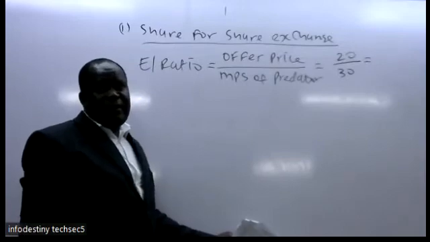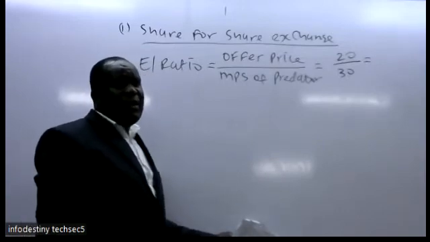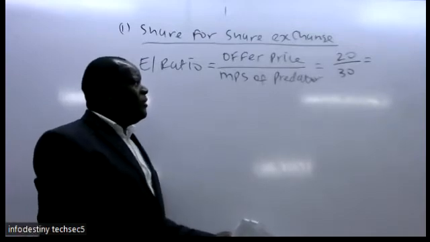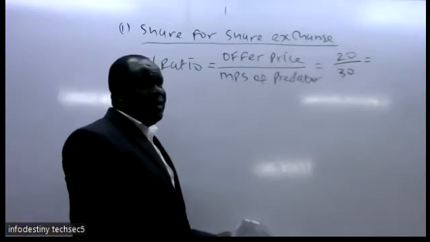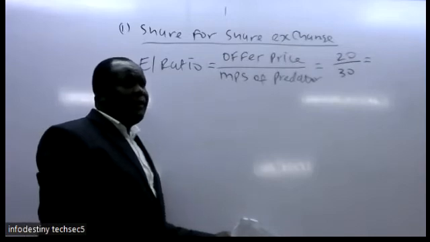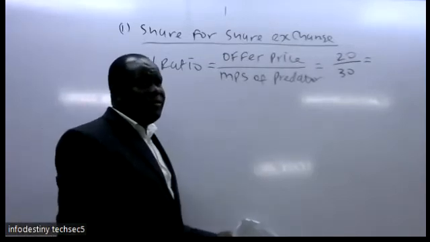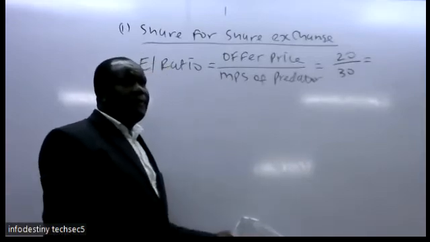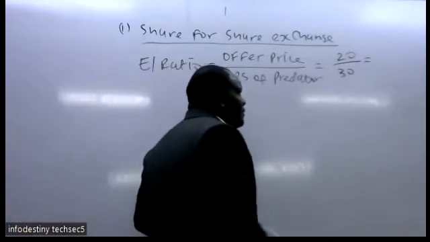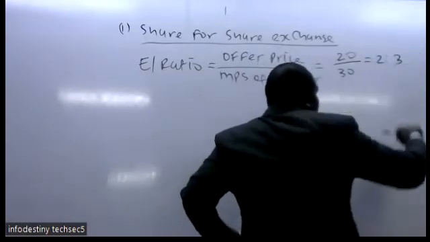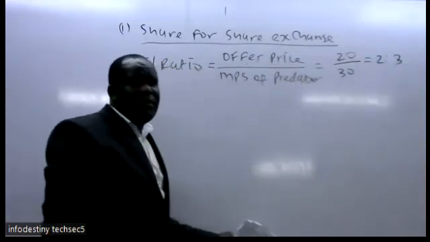If it has decimal points, I've shown you how to convert them into fractions. So 20 divided by 30, you get the answer. If it has some decimal point, press ABC to convert it into a fraction. So the exchange ratio is 2:3.